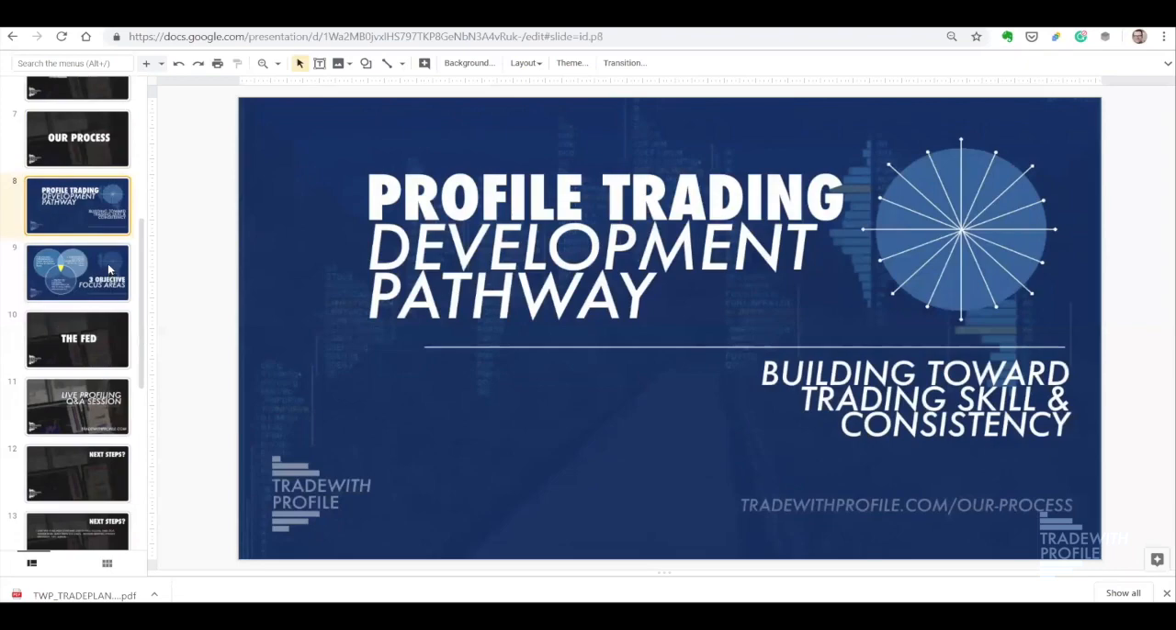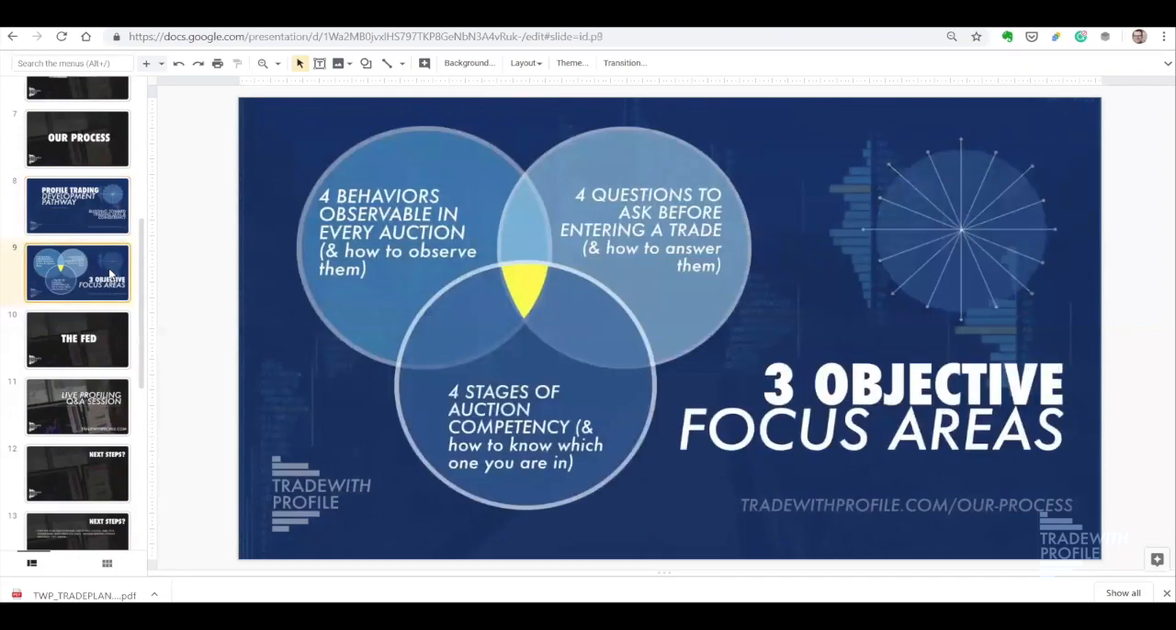And so we've developed a process called our Profile Trading Development Pathway, which is 16 modules of principles that we see exhibited through the auction and express those to help us coalesce around 3 objective focus areas. One is the 4 behaviors observable in every auction: beginning, rest, which is after the move has happened, a test, and another directional move. The 4 questions to ask before entering a trade and how to answer them: what's the opportunity? What am I willing to risk for that opportunity? What would tell me that I'm right? What would tell me that I'm wrong?